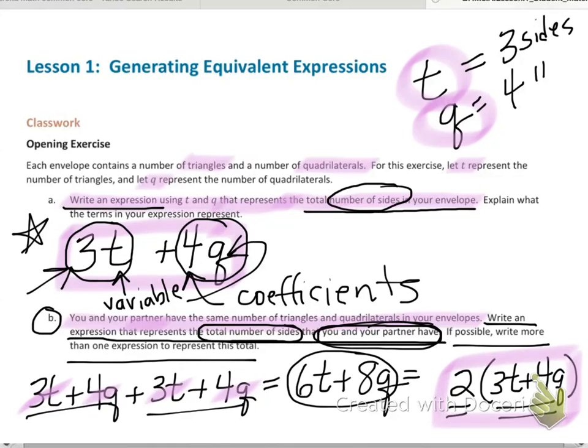But you may have to eventually get it to like terms to make it a lot easier, because what's going to happen is this here is going to turn into that there. It's going to turn into that eventually because you're going to distribute it out. 2 times the 3t equals the 6t, and 2 times the 4q equals the 8q.